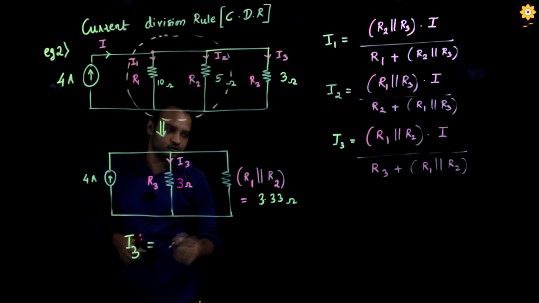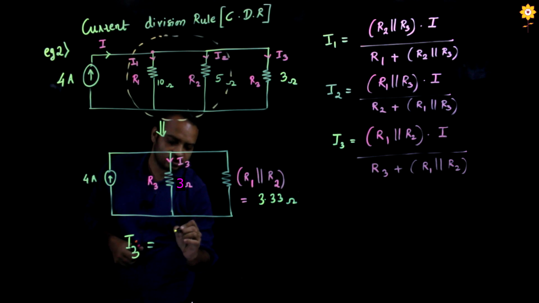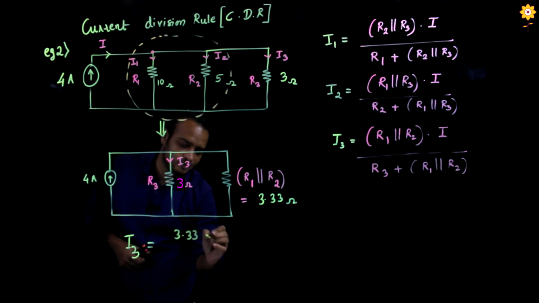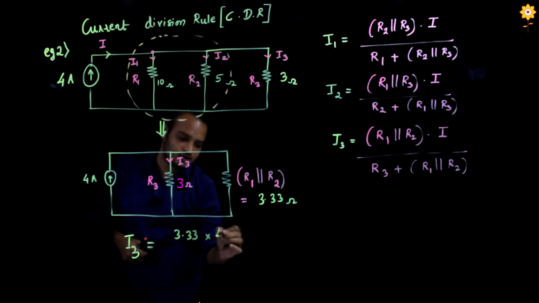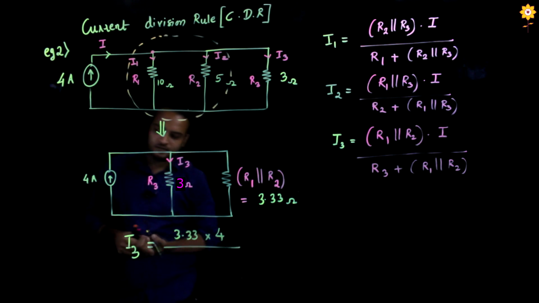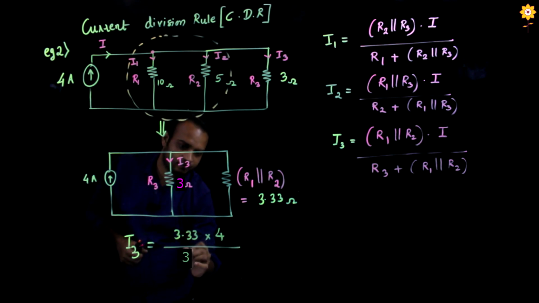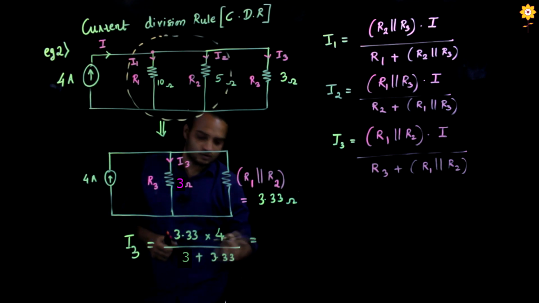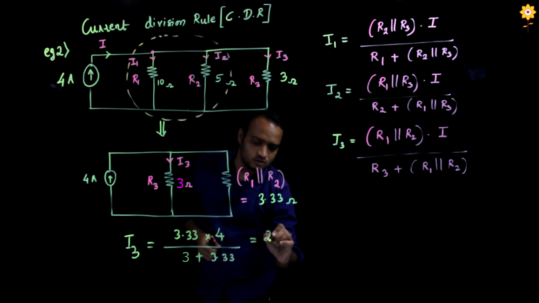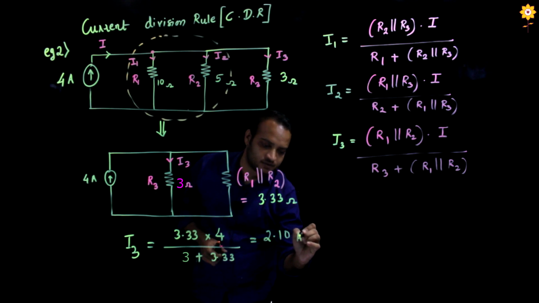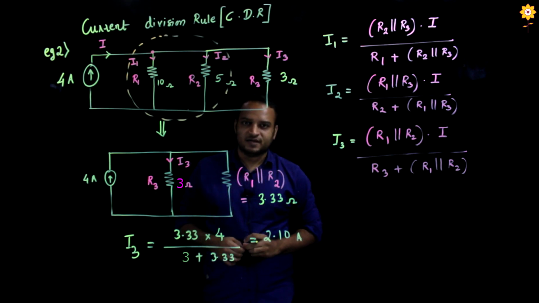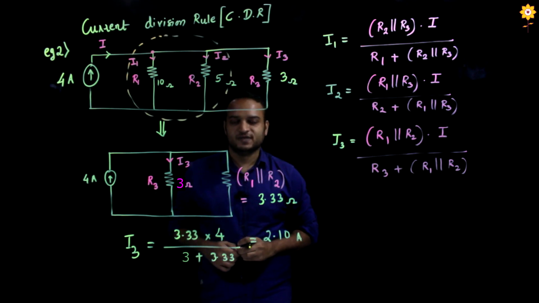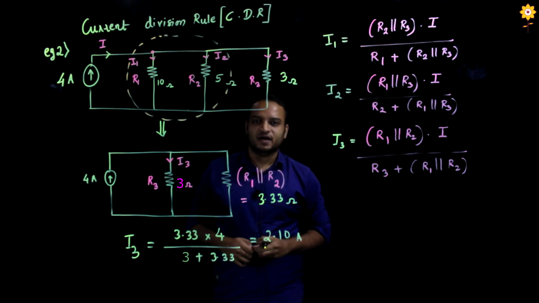So I3 is equal to R1 parallel R2, that is 3.33, into current before division, that is 4, divided by R3 plus 3.33. That answer comes roughly around 2.10 amps.